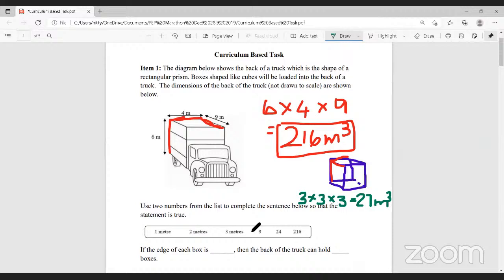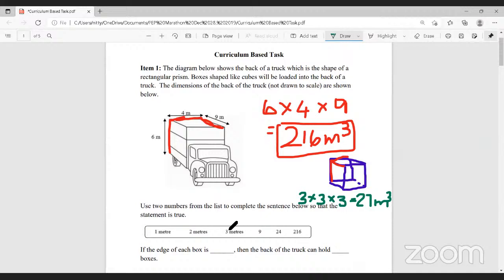Okay, Nia said that if the truck is 216 cubic meters and the box is 27 cubic meters, then it shows the amount of boxes the truck can hold. Brilliant. Very good. Now, so we know that. That means we will have 3 meters here and we would have 8 here. But while we have 3 meters, do we have 8? Do we have 8 in any of the numbers? Because I'm not seeing 8 here.